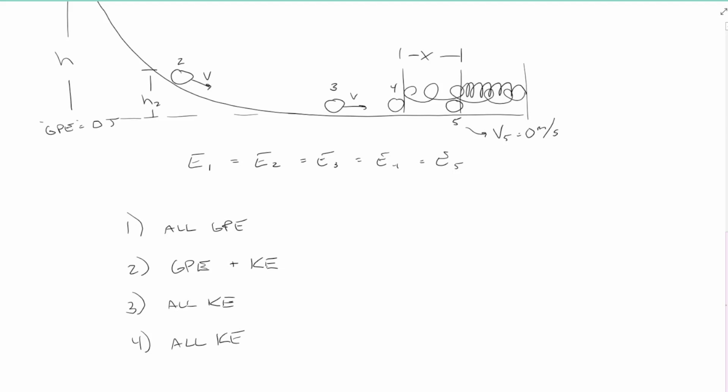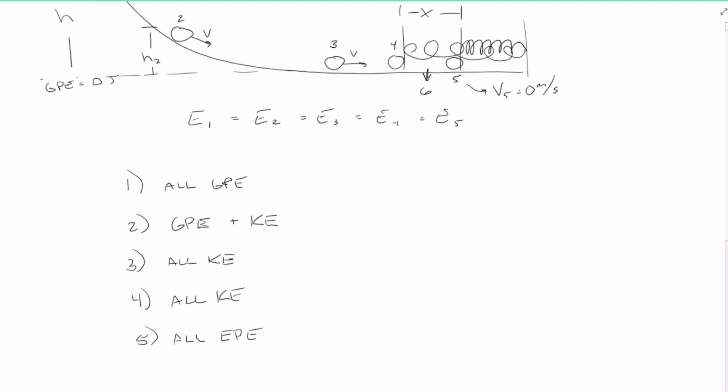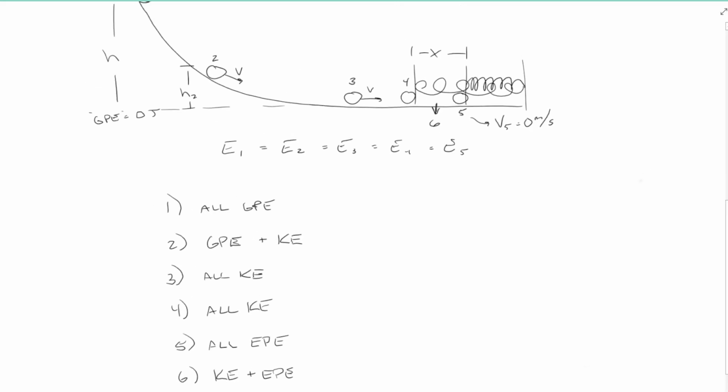And let's go to position 5. At this point, the ball has now come to rest. It is not elevated, no longer moving, and it is compressing a spring. So we're going to say it's all elastic potential energy at that point. Right? And if we threw a 6th spot right in here, then we would have 2 kinds of energy there. It would be compressing a spring, and it would still be moving a little bit. You would have some kinetic energy and some elastic potential energy at that 6th position, which I just added in there.